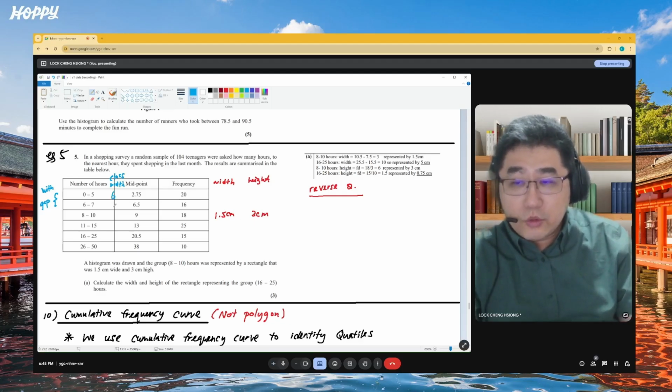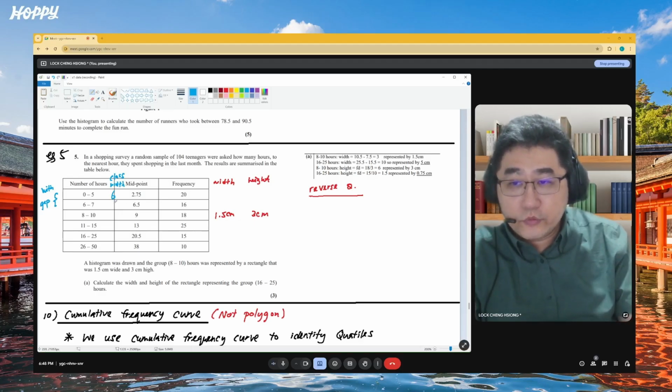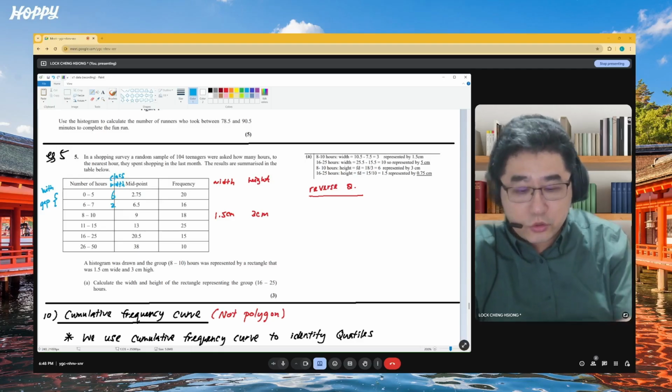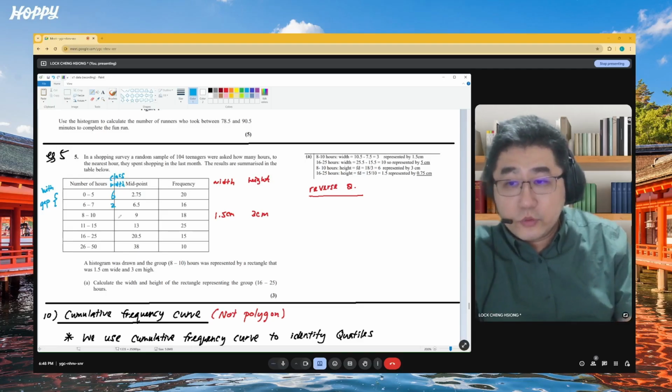Okay, this will be 7.5 minus 5.5. I have the class width of 2. Okay, so 10.5 minus 7.5, I have class width of 3. Okay, and so on and so forth.